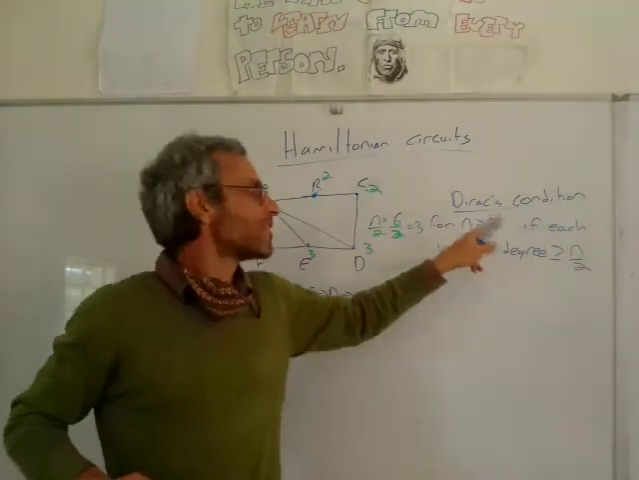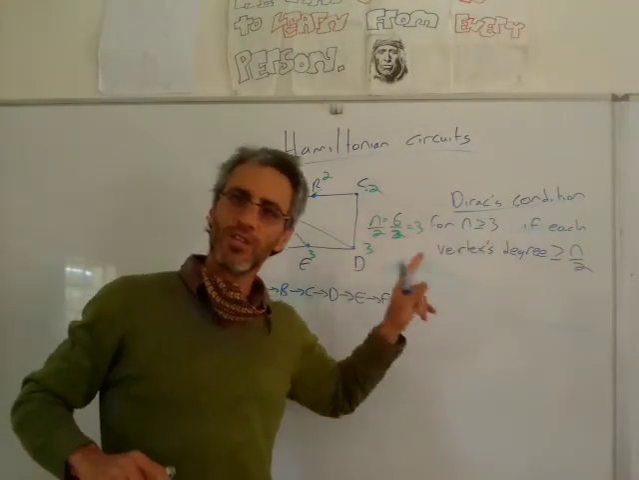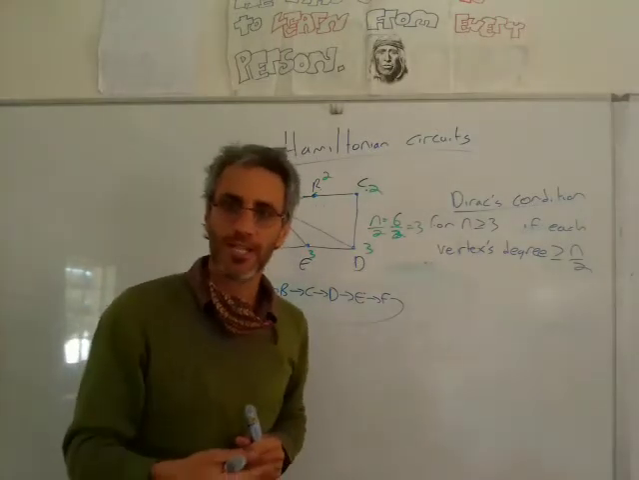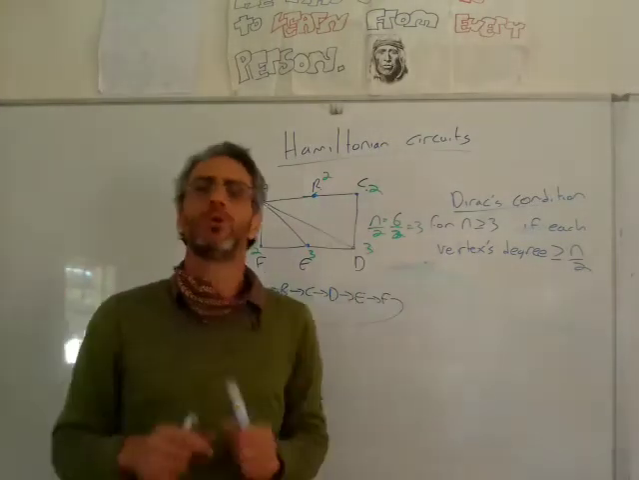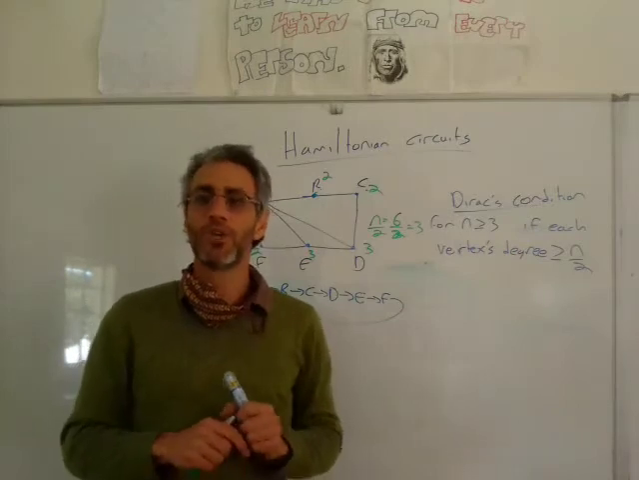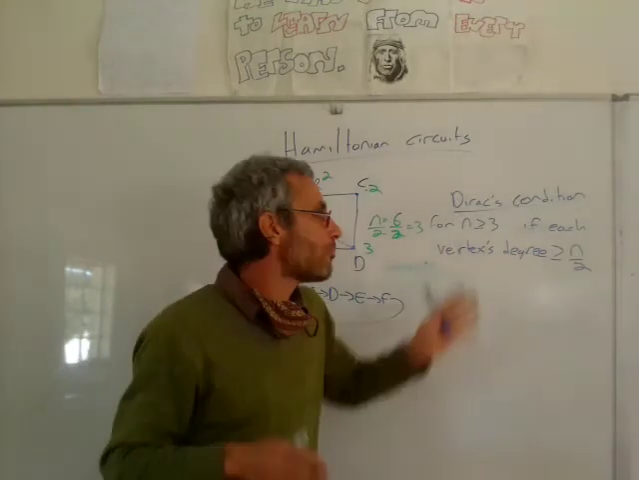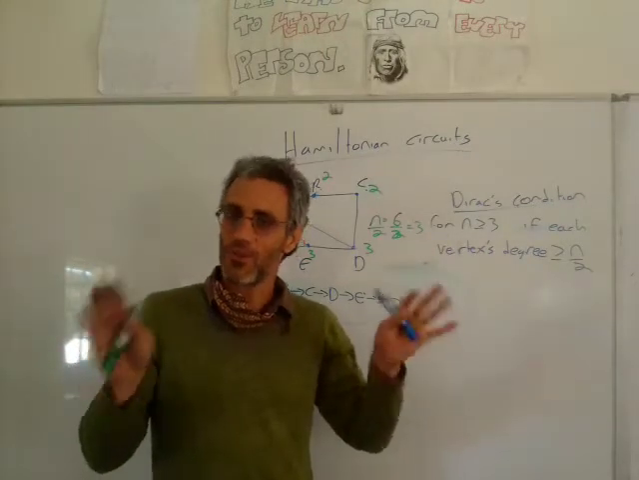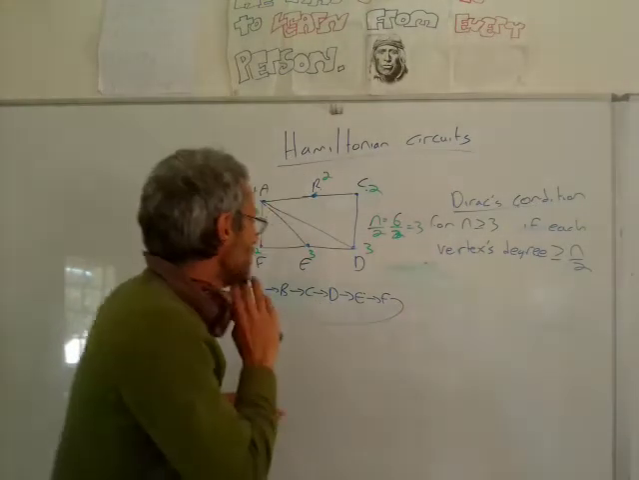Now you understand why this is not a test. Dirac's condition is not a test. It's just a guarantee. If a graph fulfills that condition, you are absolutely going to find a Hamiltonian circuit. However, if you don't pass this condition, that does not mean you can't find the Hamiltonian circuit. You might well find one. Okay?